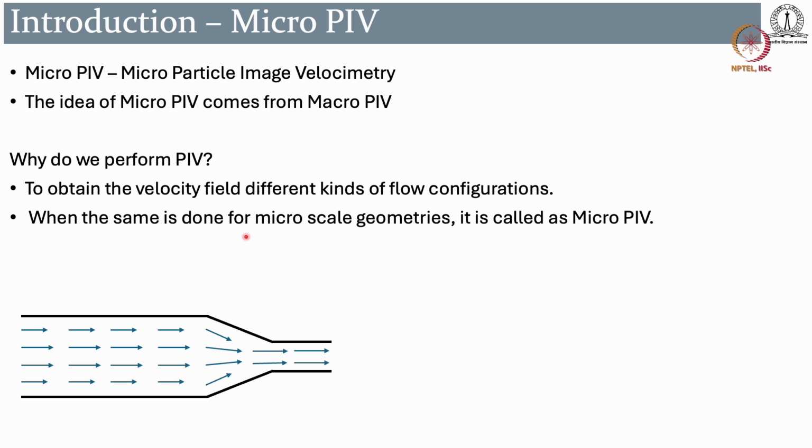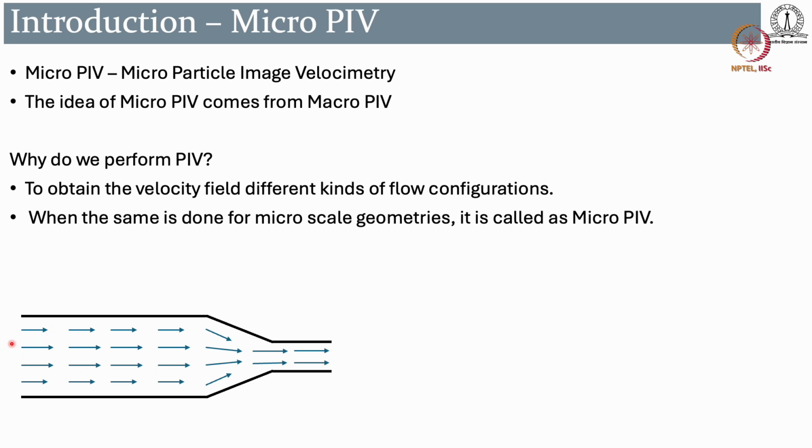So now here you can see there is a channel, and inside that you see some vectors. So this is basically a typical PIV output. Suppose you have this channel which is of micron size, you can imagine, and now you have seeded particles, and when you image it and do the Micro PIV process, you get something like this.